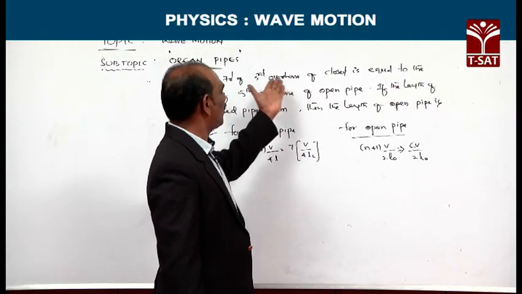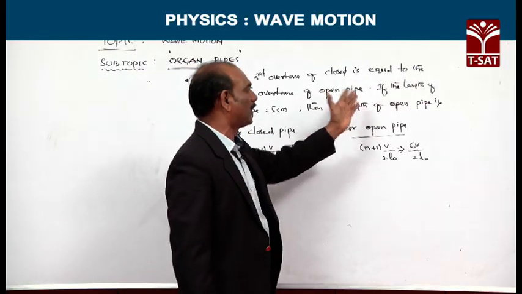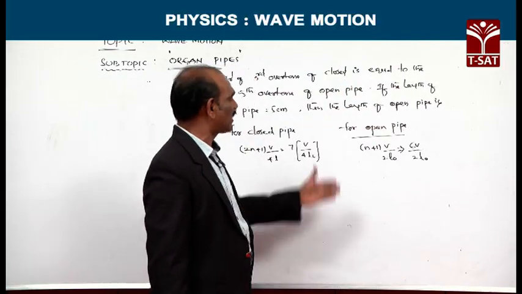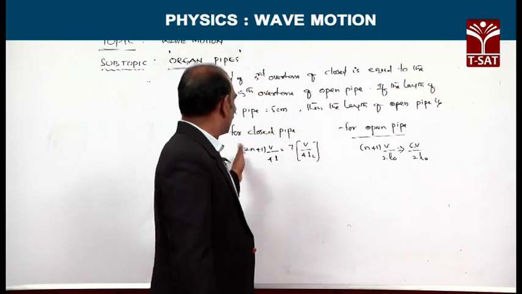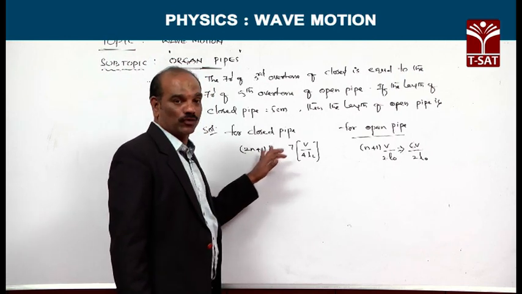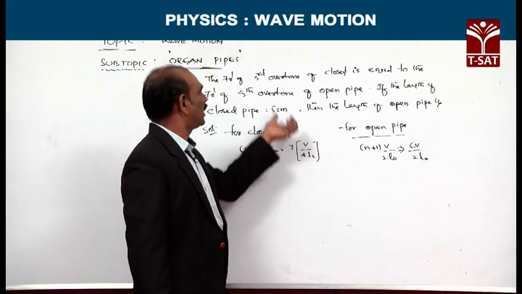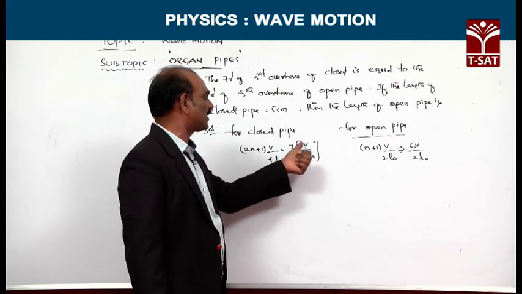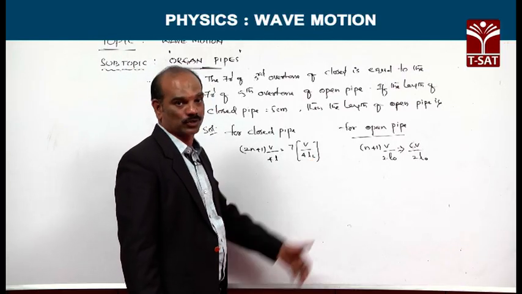See, the frequency of the third overtone of the closed pipe is equal to the frequency of the fifth overtone of the open pipe, and the length of the closed pipe is given. He is asking us to find the length of the open pipe. See, for the closed pipe, (2n plus 1) into V by 4L is the third overtone frequency, which is equivalent to 7 times V by 4 times LC, where LC is the length of the closed pipe.